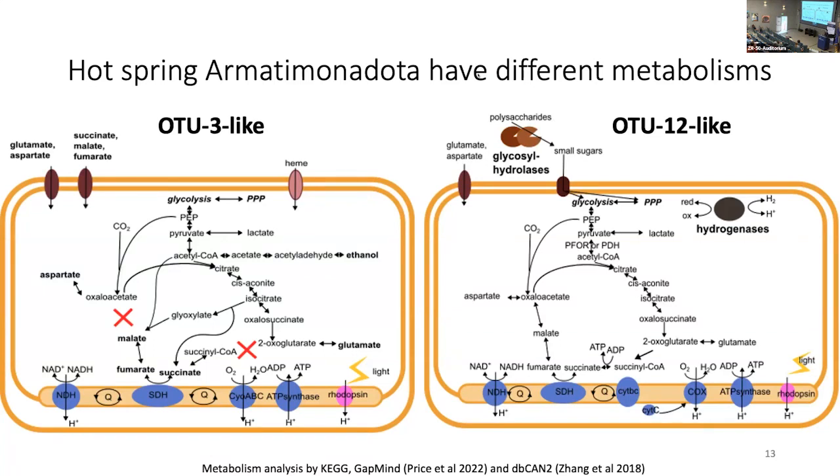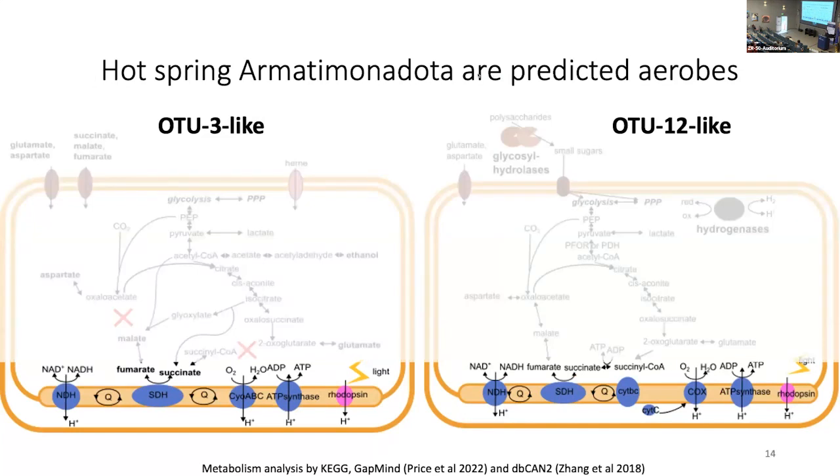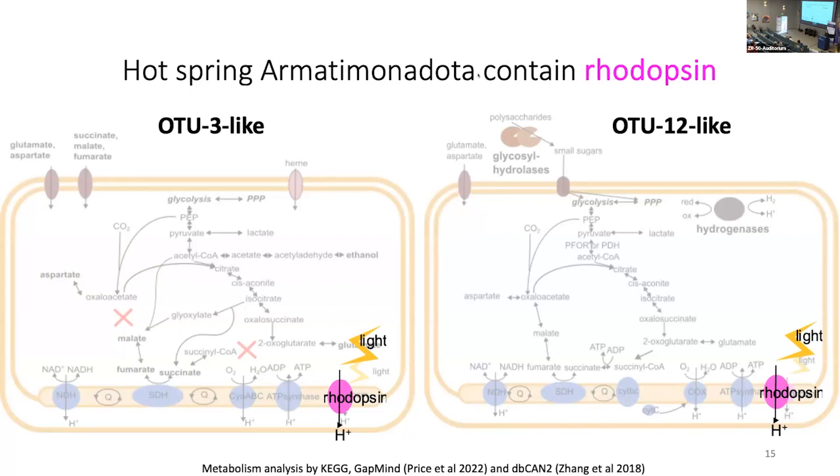And they are quite a bit different, and I'll start highlighting some of the key features. So first, looking at their electron transport chains, we find both of them are predicted aerobes, but possibly some differences in the exact chain. I'd love to chat with someone about how to better work this out. One thing that was a bit surprising to us is both of these strains contained rhodopsin, so they might be able to use light energy as a supplement.